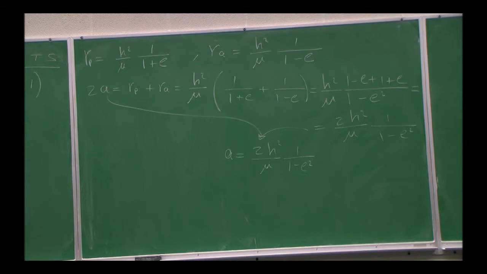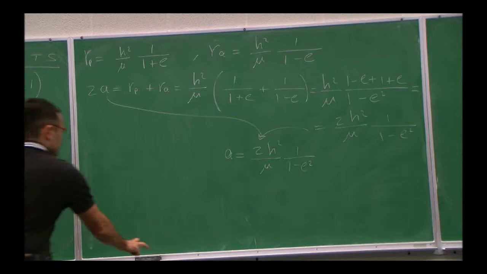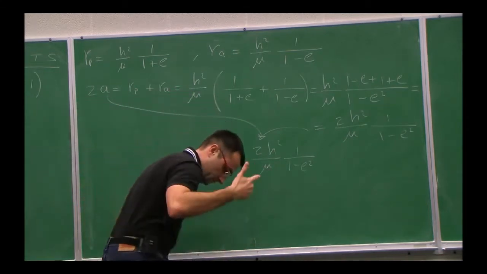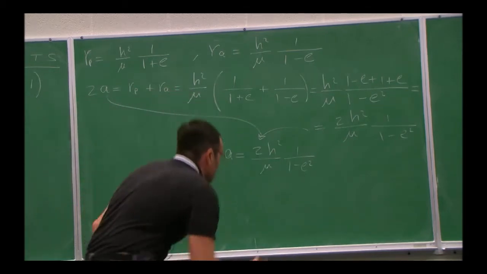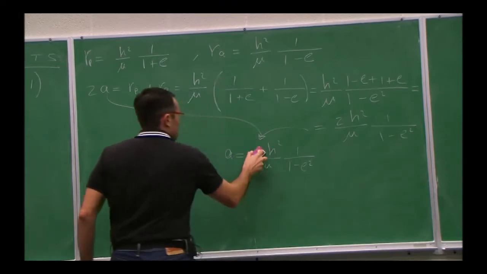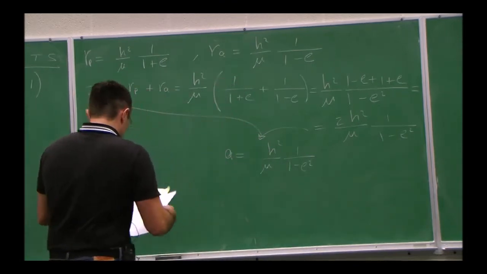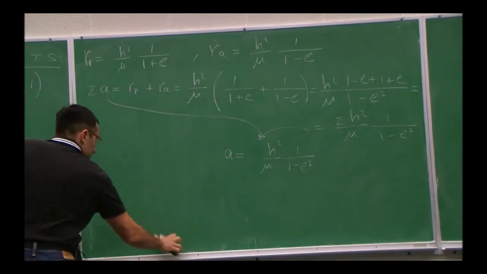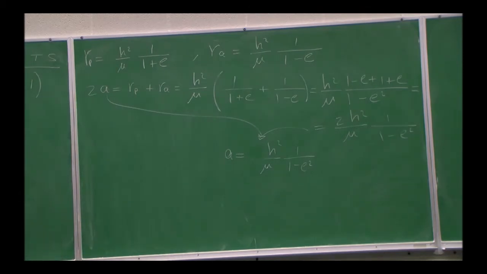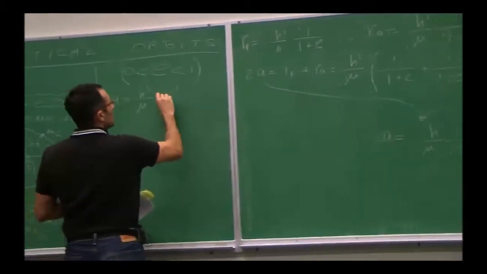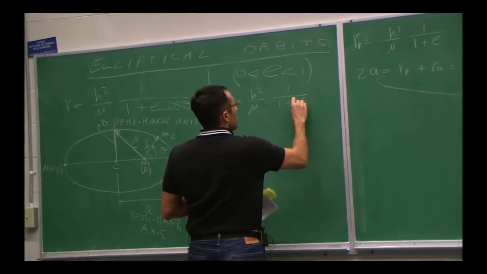Yes? Doesn't the 2 go away? Yes. Thank you. Yep. So I really want to start saving a few things next to the figure. I don't really need all this stuff, so I'm going to write a few results here. Semi-major axis is that expression, h squared over mu, 1 over 1 minus e squared.